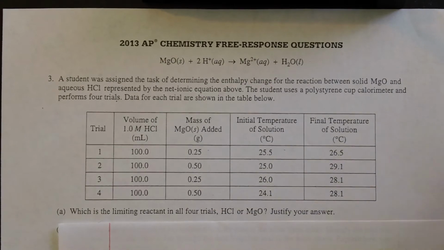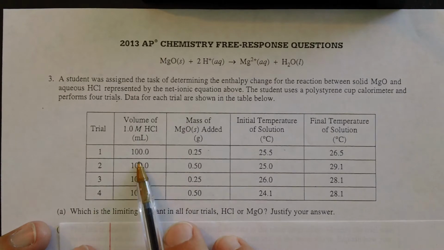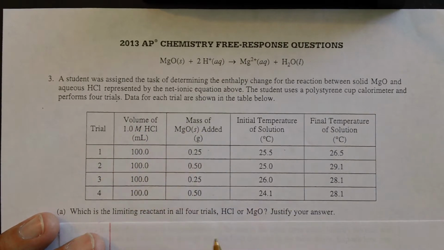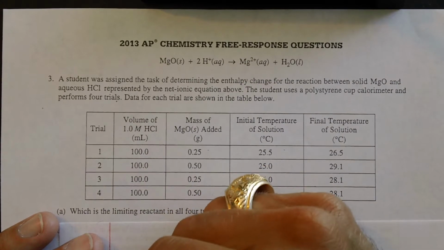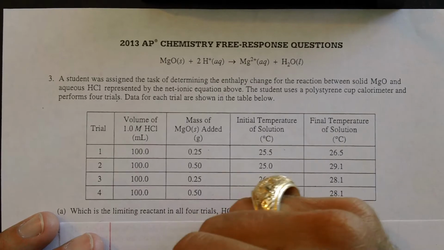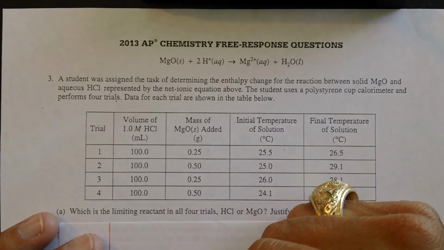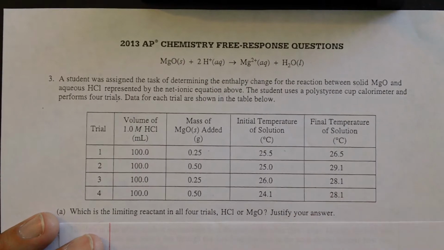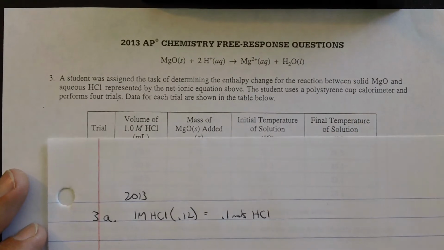I calculated it, and this calculation will help a little later. All I did is take and turn it into moles of HCl and moles of magnesium oxide like this. We have 1 molar HCl. In every trial we have 0.1 liters of it. So we have 0.1 moles of HCl at the beginning of every one of these experiments.